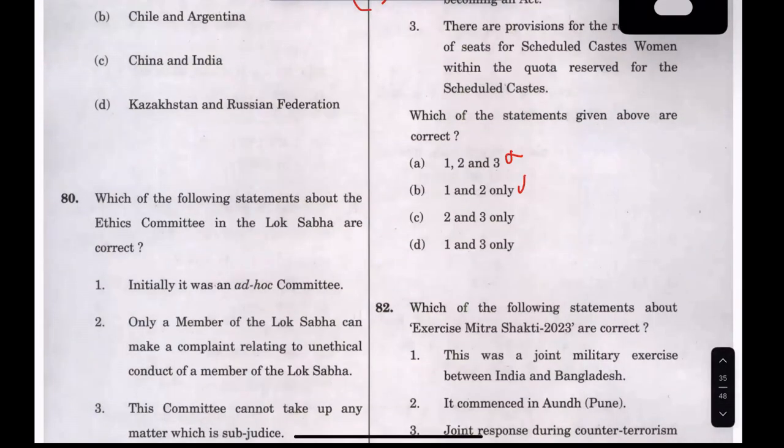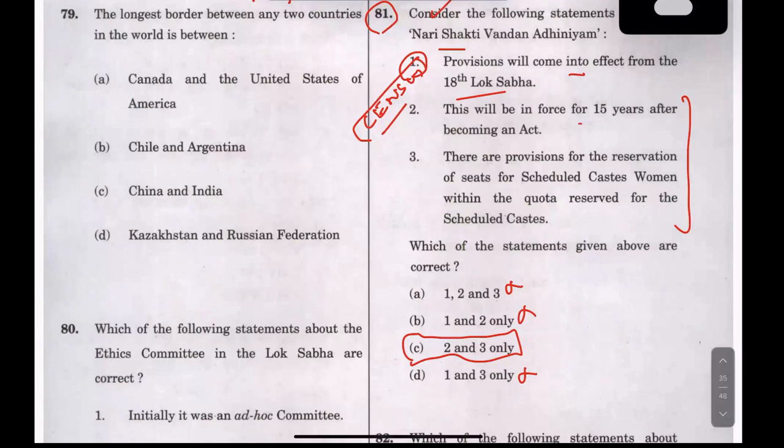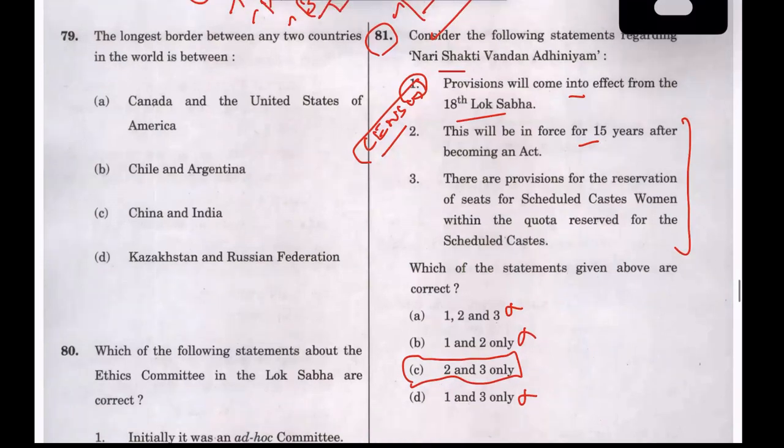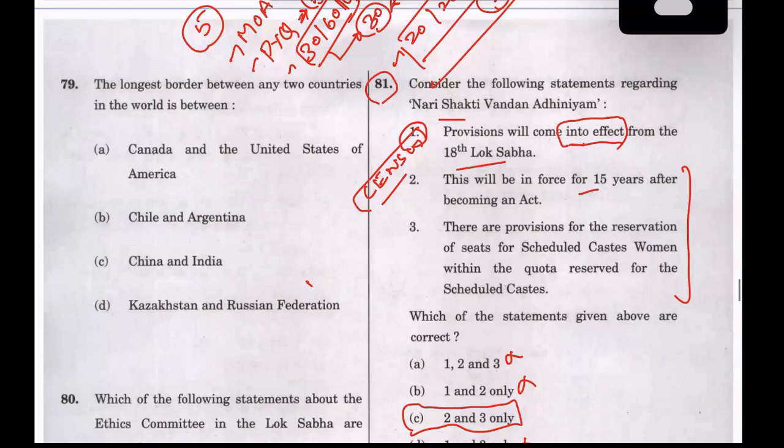If you have noted one point, I need not see. It will come into force 15 years after becoming law. Sorry, this will be in force. This one point, this one logic, is from the newspaper. This is why newspaper reading becomes so important.